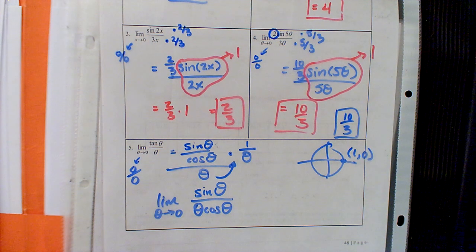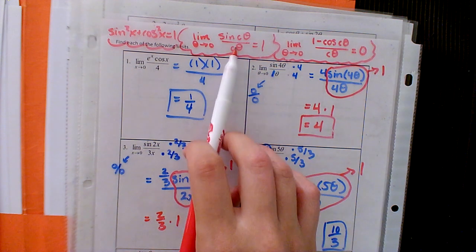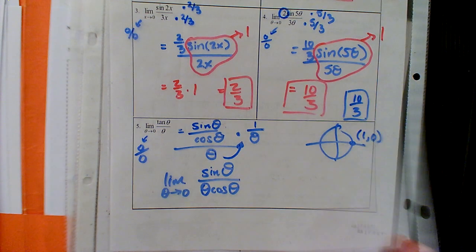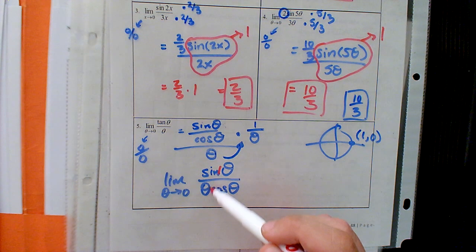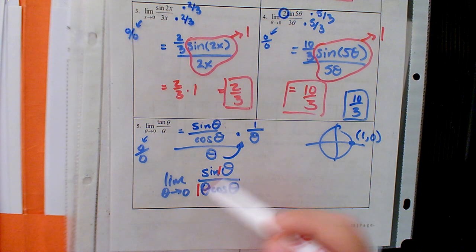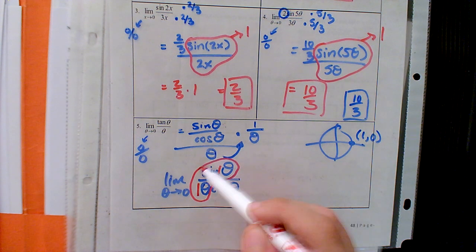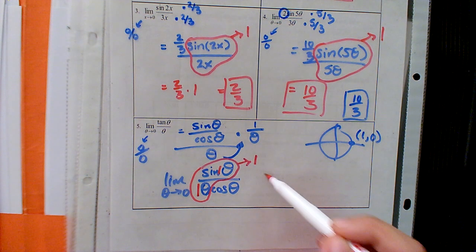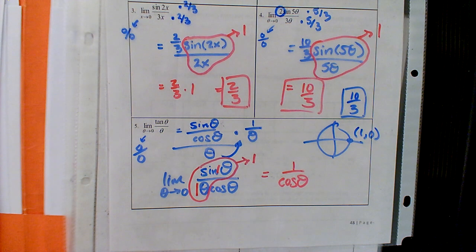Take a look at the top one right here, sine of theta over theta, as long as the coefficients match. What's the coefficient in front of this theta with sine? 1. What's the coefficient of this single theta on the bottom? 1. Coefficients match. We're approaching 0. This becomes 1. So we're left with 1 over cosine.